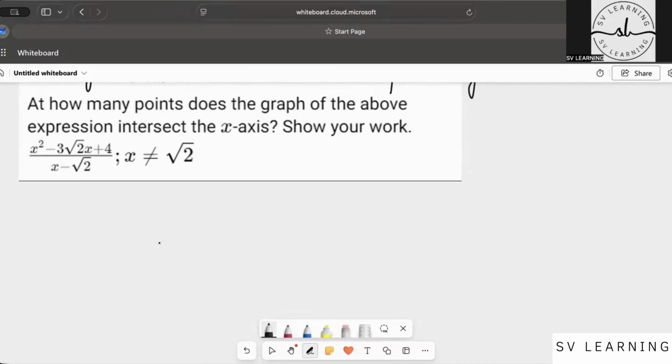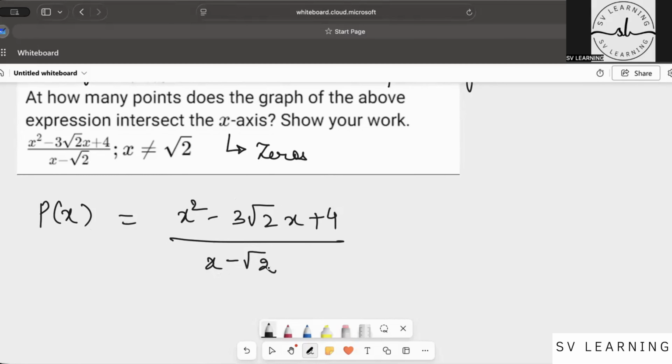Show your work. So this question is from polynomials and we know that the graph of the polynomial intersects the x-axis at the points which are the zeros of the polynomial. So indirectly, we have to find the zeros of this polynomial, or indirectly, we have to get the information about the zeros of this polynomial. The given expression is in the numerator and denominator form.